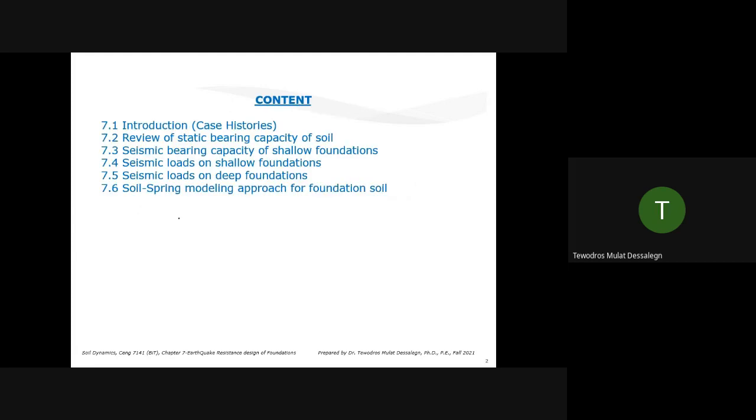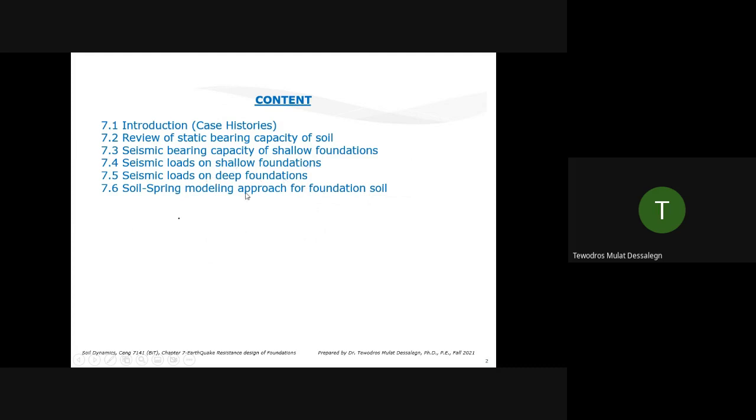Content-wise, we'll see some introduction, case histories, and some foundation failures. We have seen some of this in the introduction portion of the course, but we'll repeat them because they are very applicable for this section. We'll quickly review the static bearing capacity of soil, and then see how it's extended to the dynamic approach for seismic bearing capacity for shallow foundations. And we'll see seismic loads on shallow foundations and deep foundations.